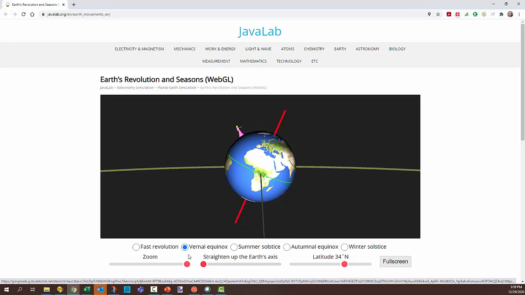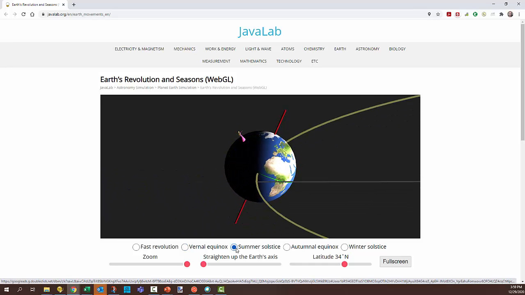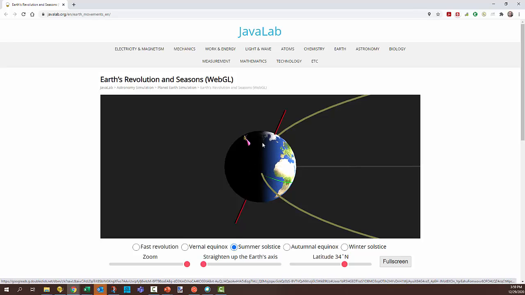Now, if we go here, look how the seasons are reversed. North Pole is experiencing daytime all the time, so it is summer in the Northern Hemisphere, while the South Pole is experiencing nighttime all the time, so it is winter in the Southern Hemisphere.